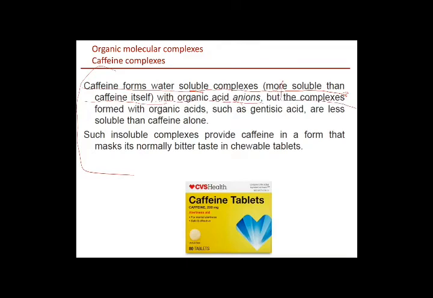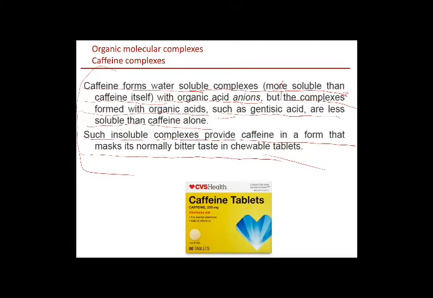Caffeine forms water-soluble complexes more than caffeine itself with organic acid and ions. But complexes formed with organic acids such as gentisic acid are less soluble than caffeine alone. Such insoluble complexes provide caffeine in a form that masks its normally bitter taste in chewable tablets.